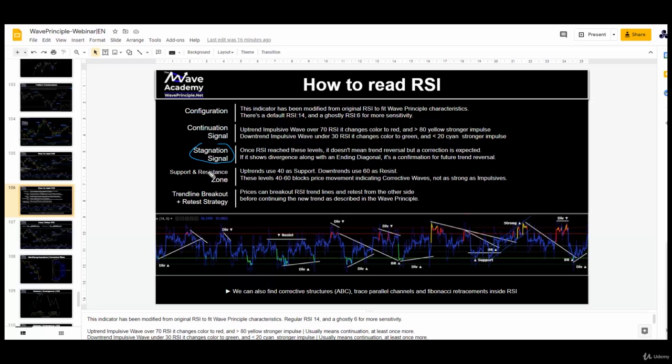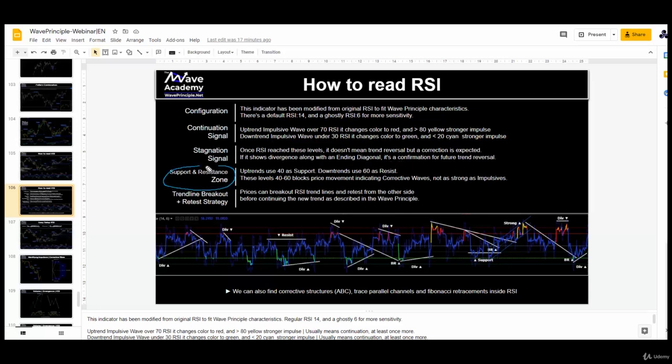It also calls for a stagnation. Once the RSI reaches these levels, that means that the price is going to stop. It's not a trend reversal, but the correction is going to start. If it shows divergence along with an ending diagonal, then it's a confirmation for the future trend reversal.